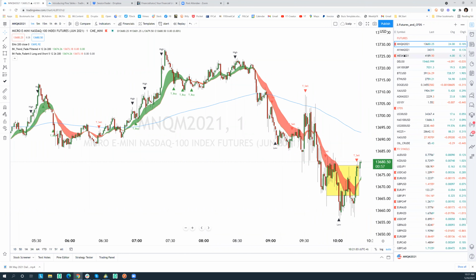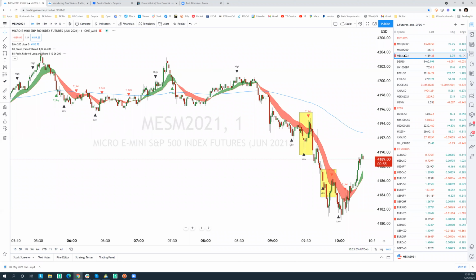Let's go back to the S&P. Where are we on the S&P? Still not showing up. But this is what I mean about being patient about getting the high. If I can get the high here over the next couple of candles, I'll definitely want to short this. But for now, I'm not getting the look.